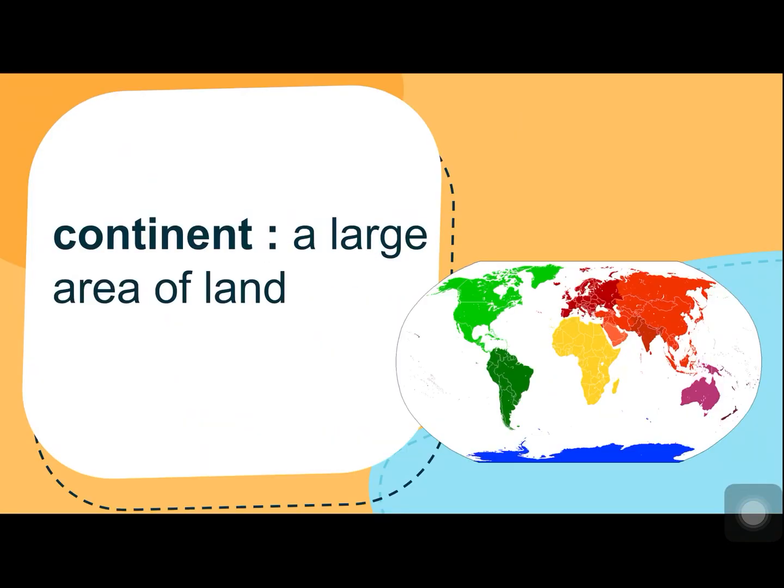So our vocabulary words. Our first word is continent. Say continent. Good, a large area of land. Hopefully you have watched my previous video where I go into a little bit more detail about what a continent is versus a country. That is something very important you will want to know, the difference between a continent and a country. If you don't know that, go back and watch the previous video.